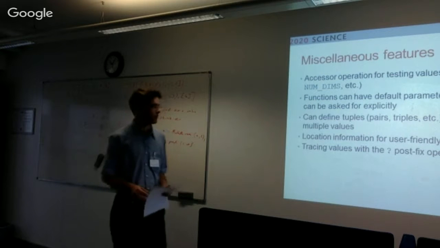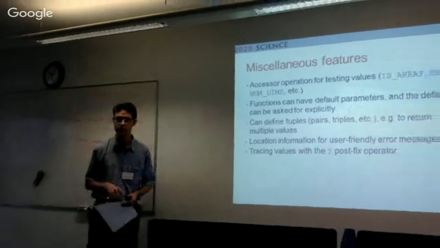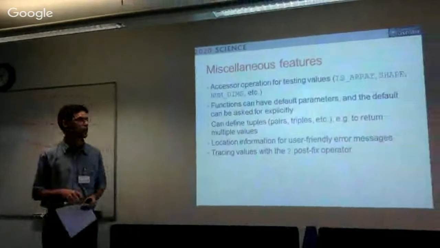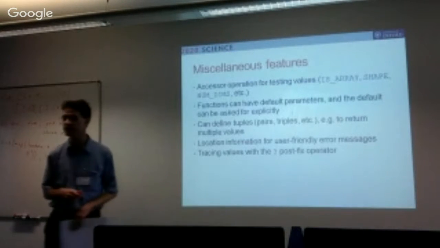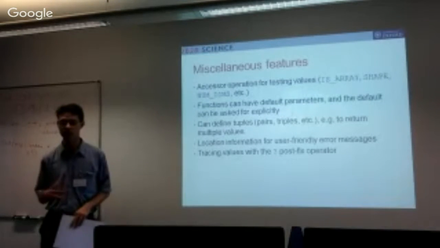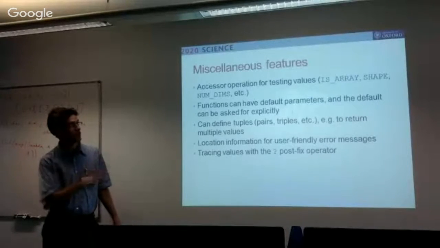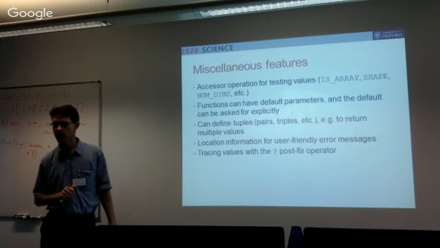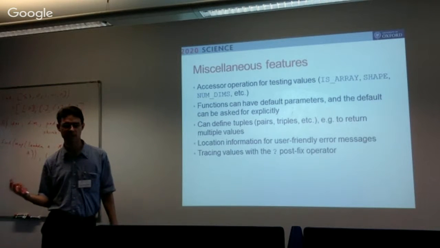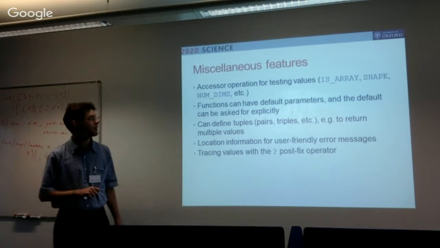Just a few other miscellaneous features from the language before I talk you through a bit about what's in the standard libraries. We've got accessor operations, where you can just have a variable and then dot is array, for instance, to check whether it's an array, similarly for if it's a simple number. You can also, where you do have an array, extract the shape of that array or the number of dimensions, the number of elements, so that you can, say, take the array shape and treat that as an array itself and do operations on that.